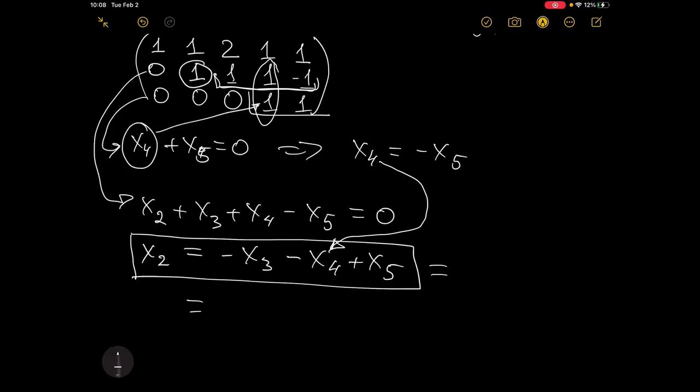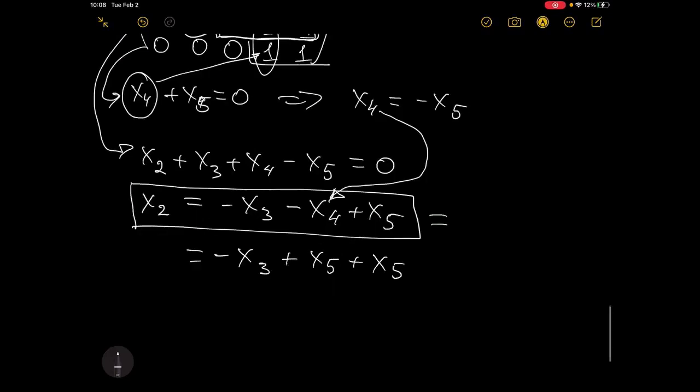Okay, so you put x4 equals negative x5, and you can express it in less than 3 variables now. What is important, I don't care how many variables. What I care about is that I expressed my leading variable through free variables. This was the thing which I was trying to prove.